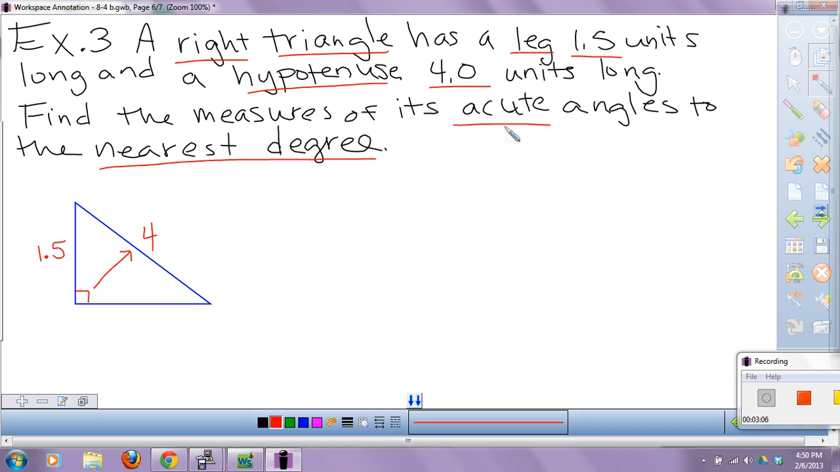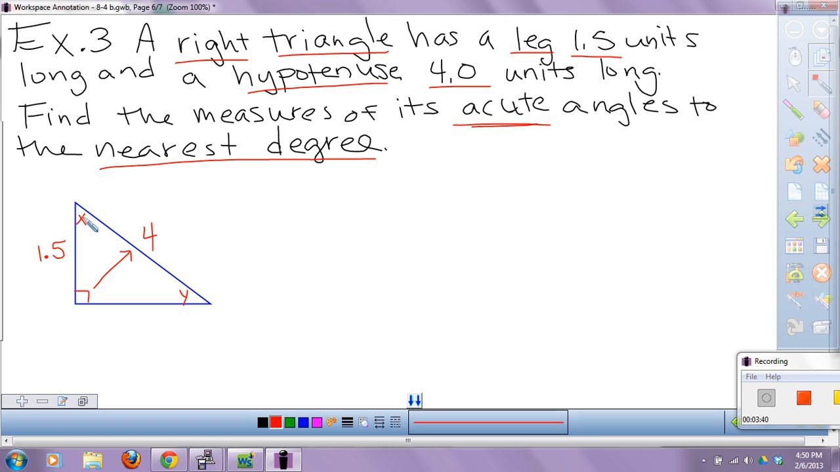Find the measures of its acute angles. What does it mean by acute angles? Well, since this angle is 90, these angles added together have to be 90. 90 plus 90 gives you your 180 total for your triangle. So since these added together are going to be 90, that means they're both acute. They're both less than 90, since together they'll only make up 90. So what they're asking us to do is find these two angles. I'm just going to put some variables there, x and y, because I know that's what I'm trying to find.